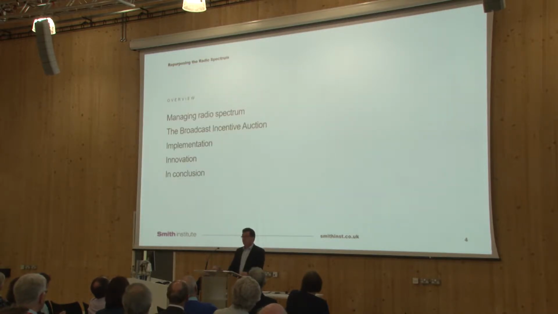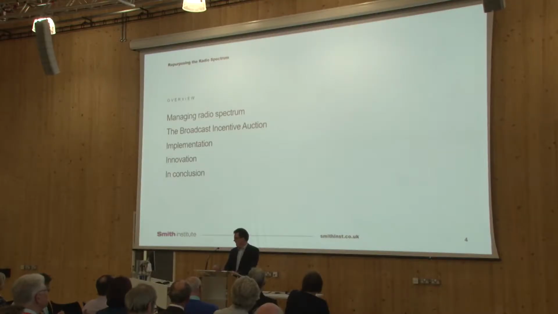So, what I'm going to do over the next few minutes is to say something in general about the challenges of managing the radio spectrum. I'll say something about the approach that was used for repurposing TV spectrum in the United States. That's a mechanism that became known as the Broadcast Incentive Auction. Say something about its implementation and the innovations that were involved, and then draw some conclusions.